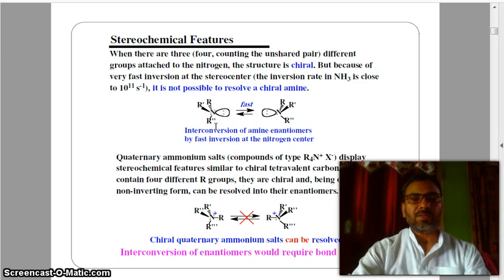Now look at here, this conversion is not possible. Now another important point we talk about here is that the chiral quaternary ammonium salt can be resolved. Interconversion of enantiomers would require bond breaking. So this is all about the stereochemical features of amines.